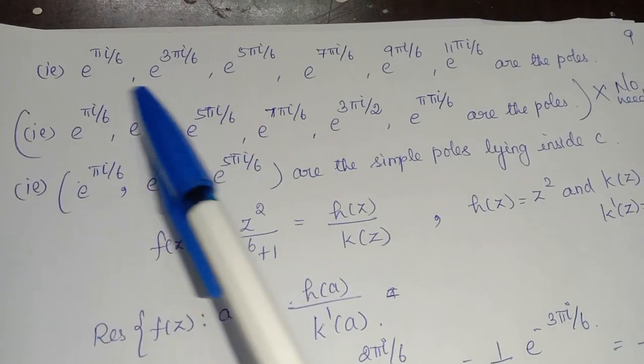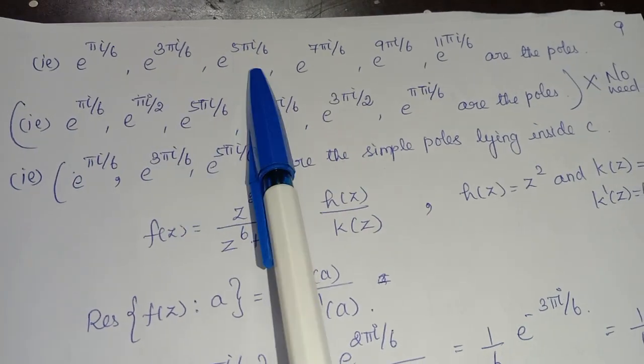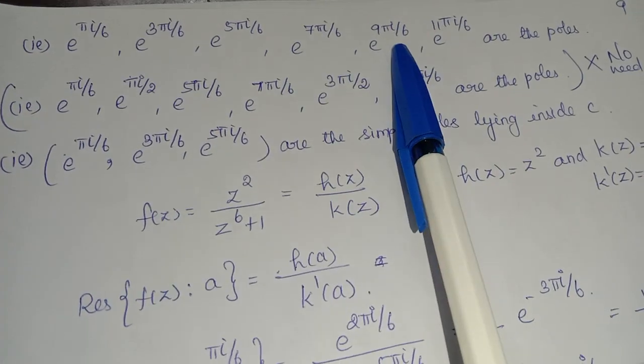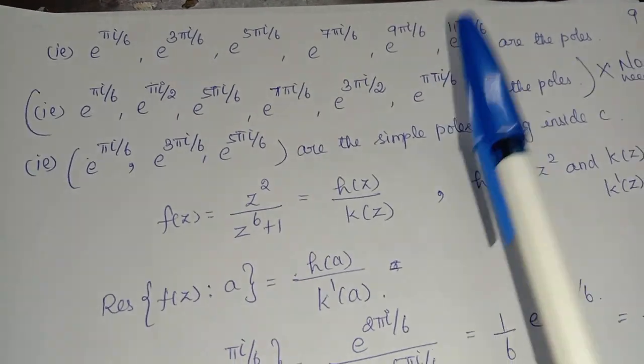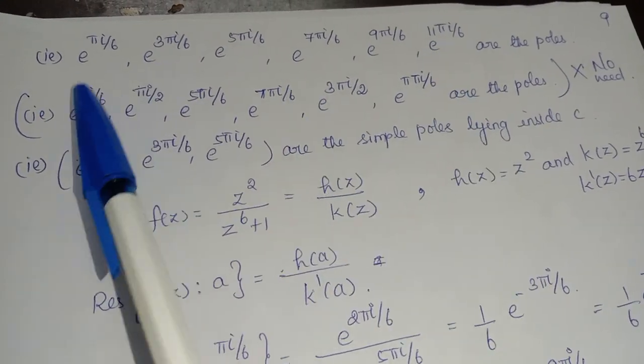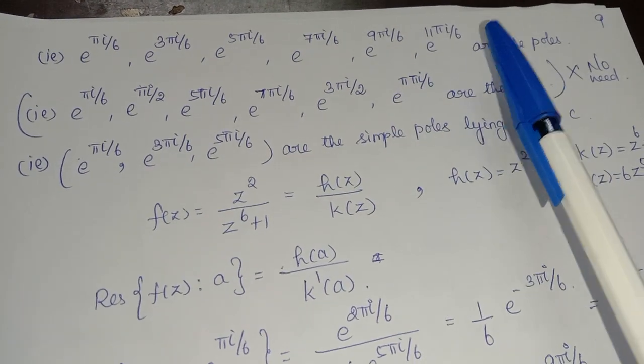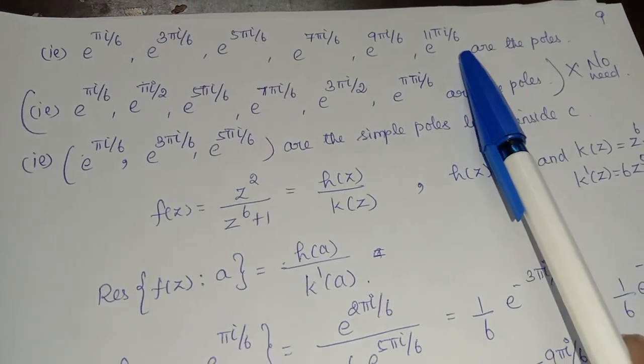The poles are e power pi I by 6, 3 pi I by 6, 5 pi I by 6, 7 pi I by 6, 9 pi I by 6, and finally 11 pi I by 6. These are the poles. No need to find out the values. Let me tell you how to check how many of them are lying inside C and outside C.